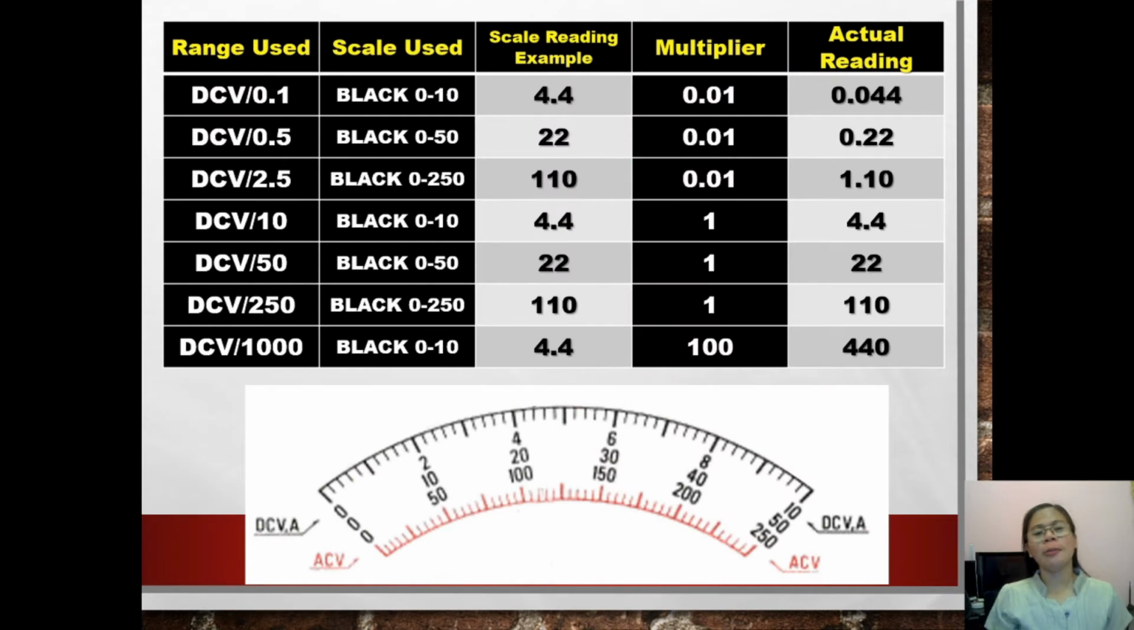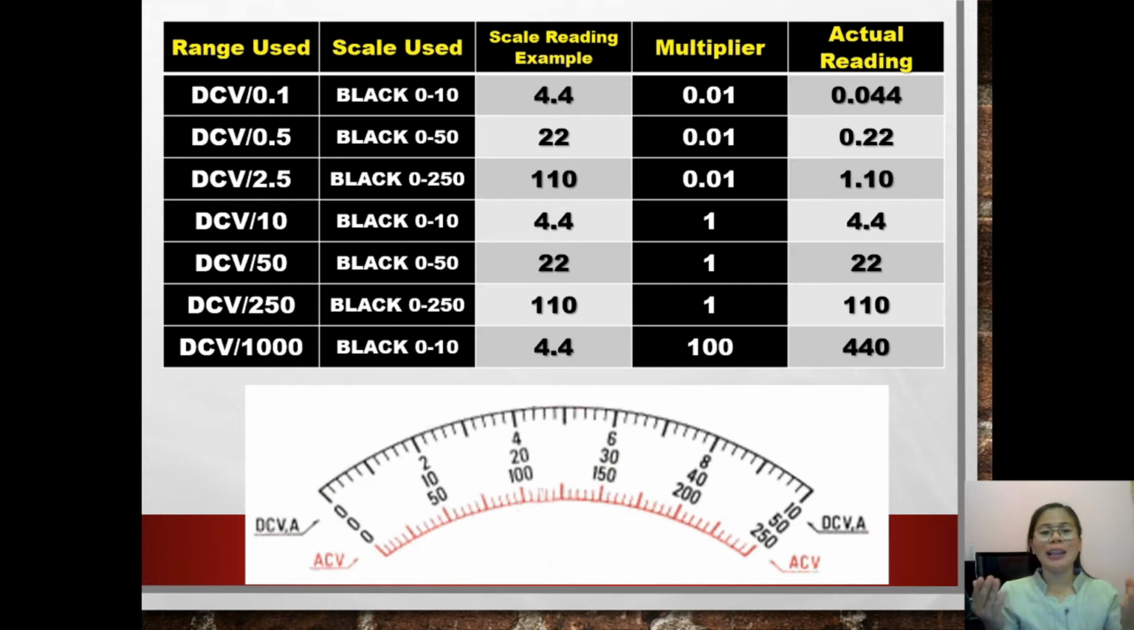So in our voltmeter chart, as you can see, we have the range, the scale reading example, the multiplier, and the actual reading. The gray part is the scale reading example because it can be changed according to the scale that we read. And the actual reading is a gray part also because it depends on the scale being read.